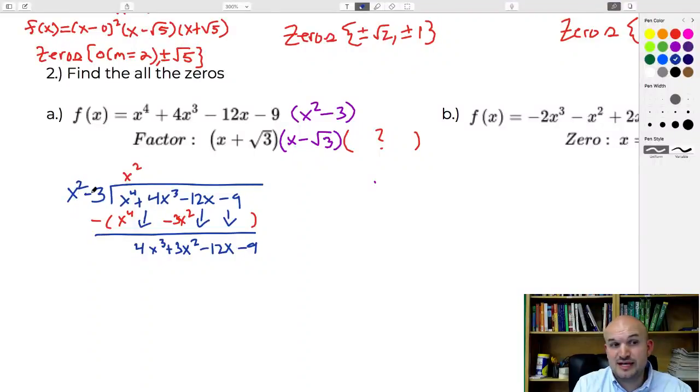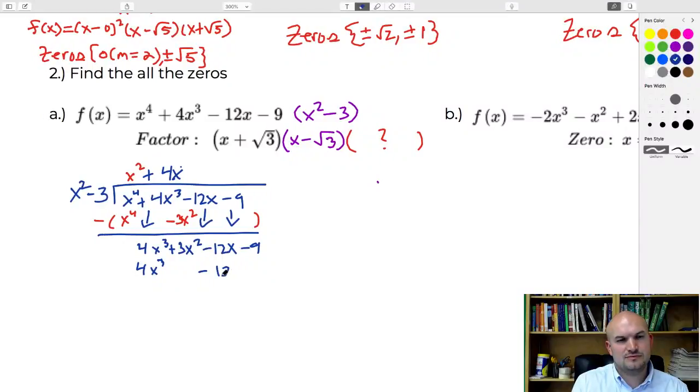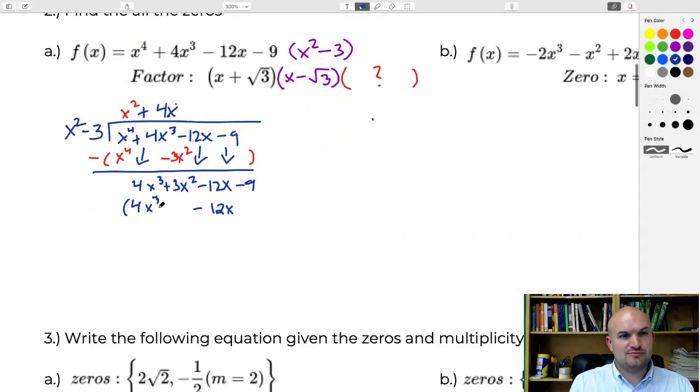All right, now let's do it again. X squared divides into 4x cubed, 4x times. 4x times x squared is going to be a 4x cubed. And 4x times negative 3 is going to be a negative 12x. Okay? So then again, we're going to subtract the rows.